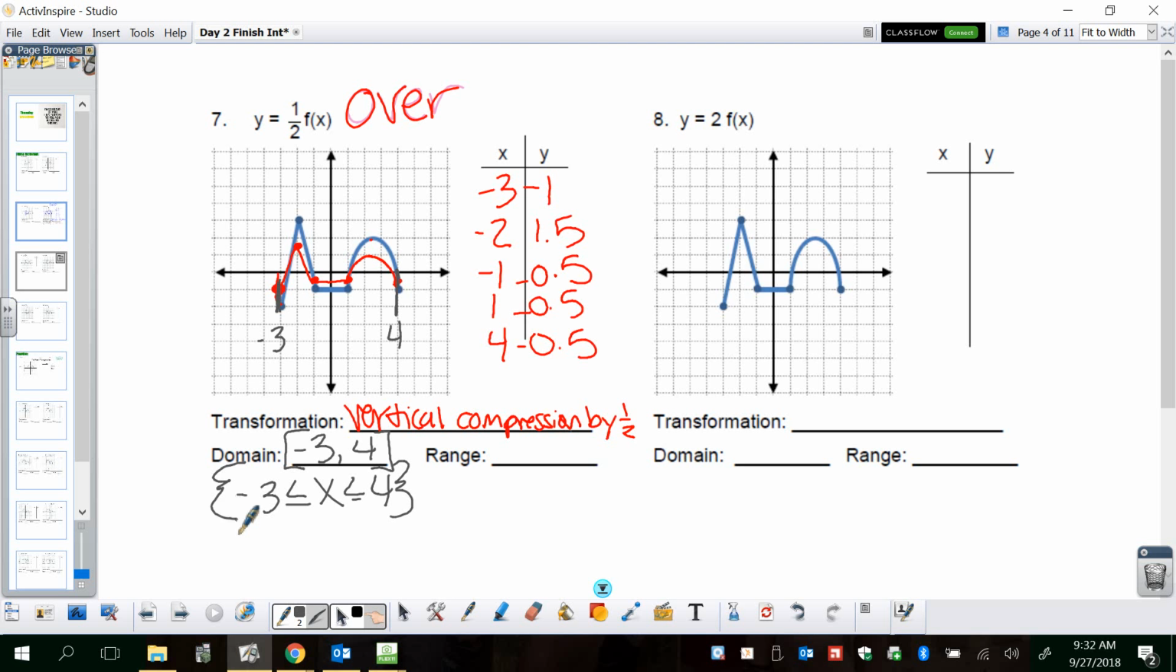Okay, what about our range? Our height. Did the height change? Yeah, didn't we squish it? So what's our lowest point now? At -1 and up to what? 1.5. So from -1 to 1.5. Okay, same thing as -1 is less than or equal to y is less than or equal to 1.5.